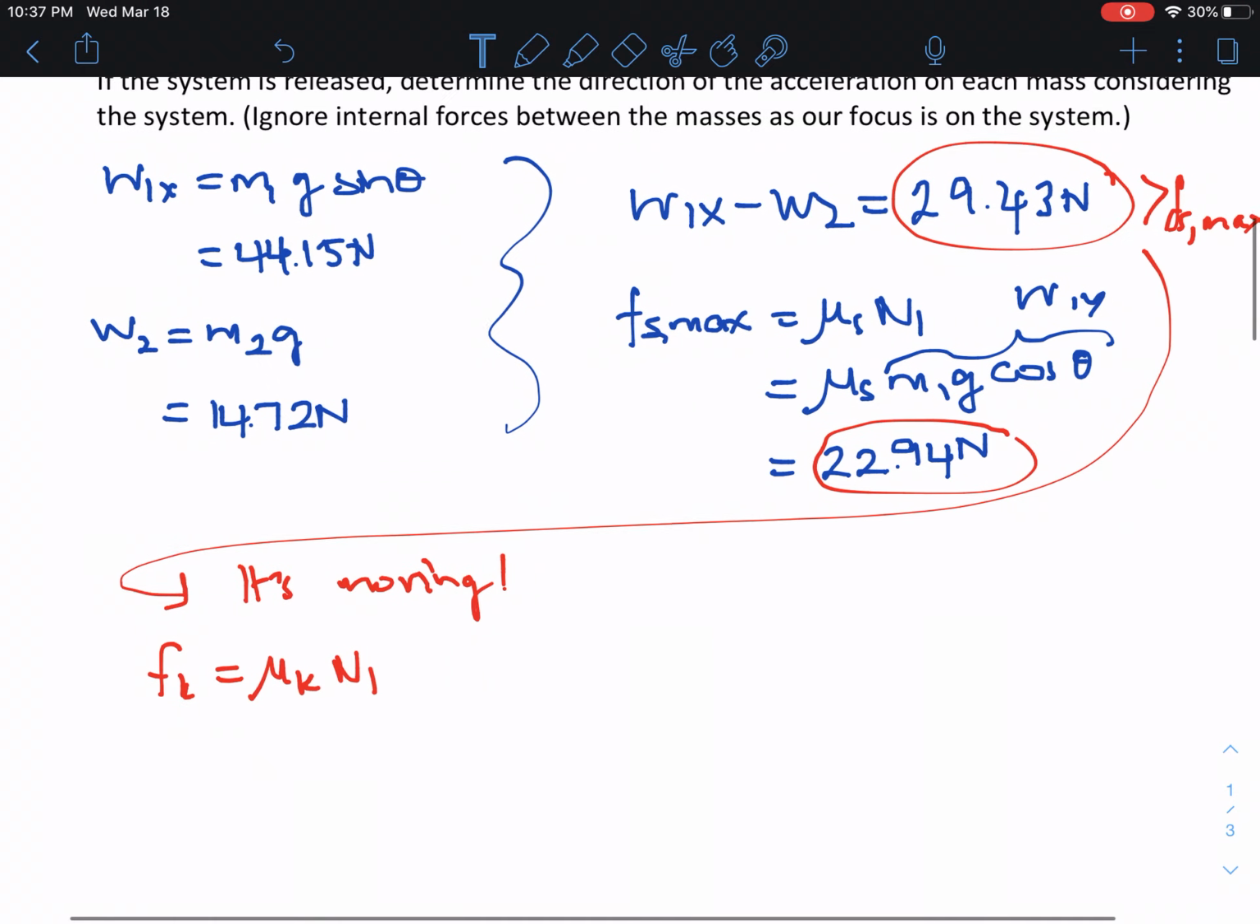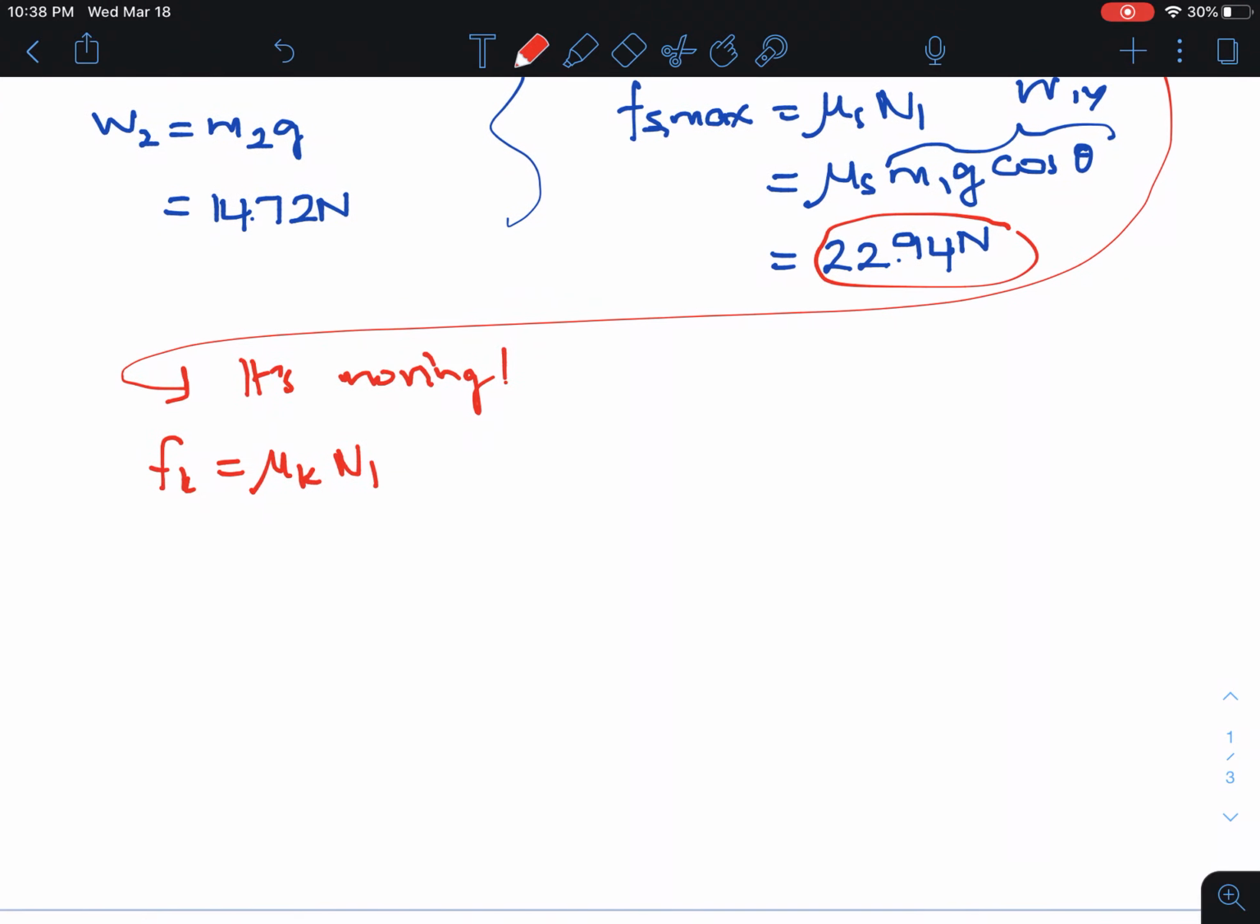And if we find that out, again, N1 is once again M1 g cosine theta using the mu k value. I'm going to make this also quick. The answer should be 11.47 newtons.